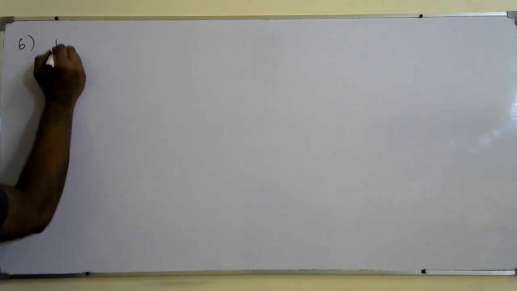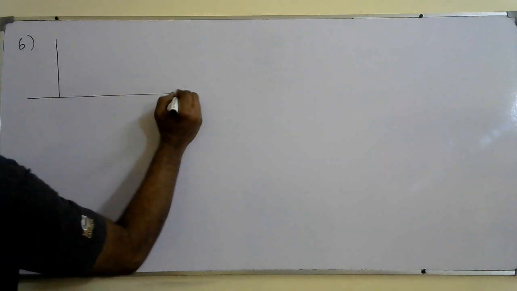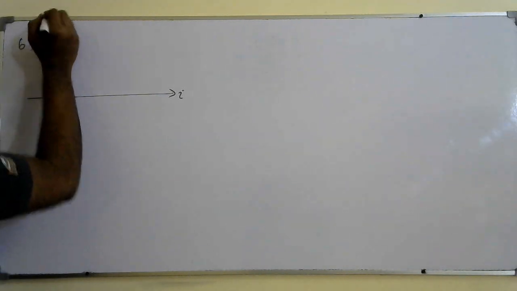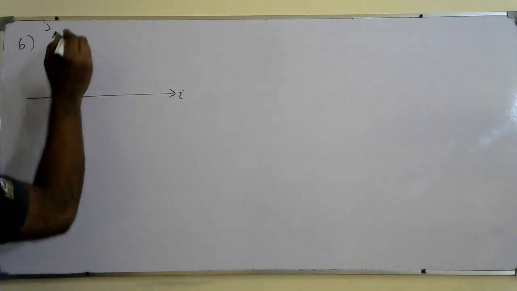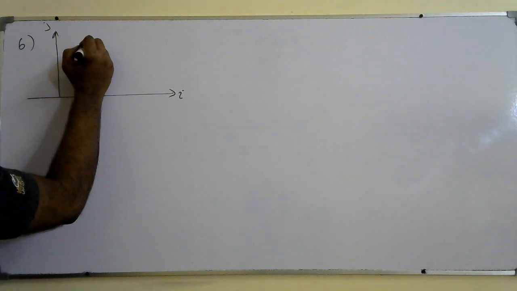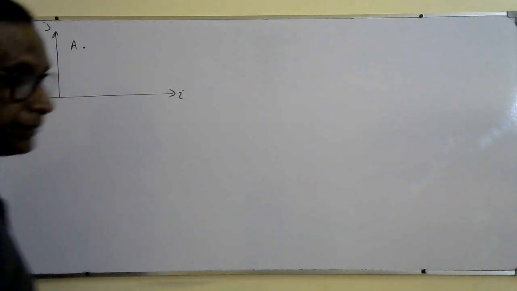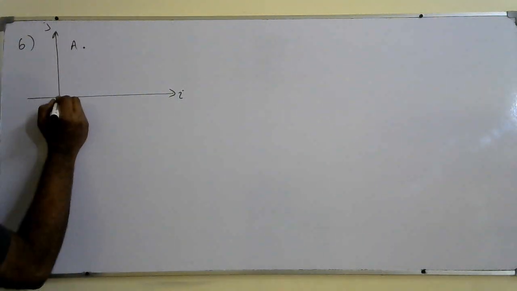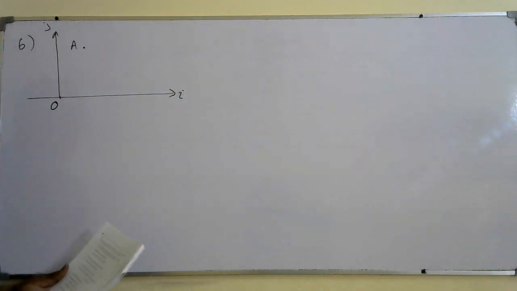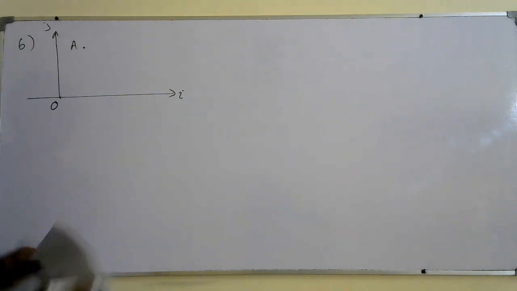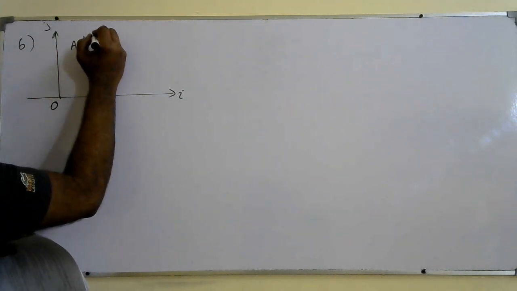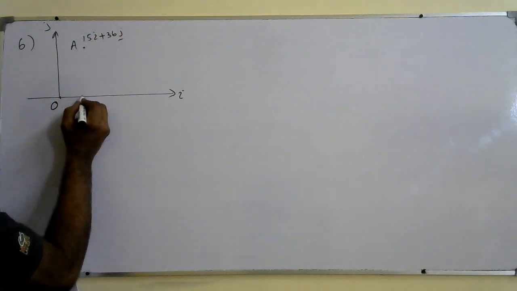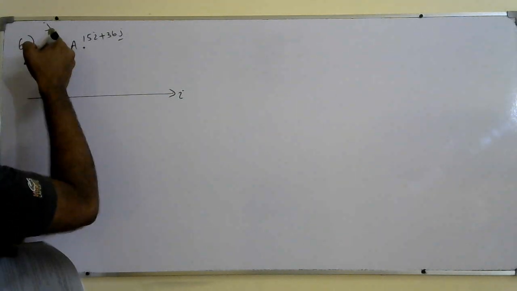So that means I and J, if I consider, this is I, this is J direction. At 12 o'clock it was at, we'll take the position where it was as A. It's not mentioned, but I'll take it as A. This is the origin O, right? At A it is 15i plus 36j. So you know the meaning of that: X component 15, Y component 36.